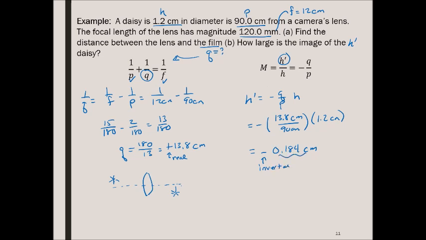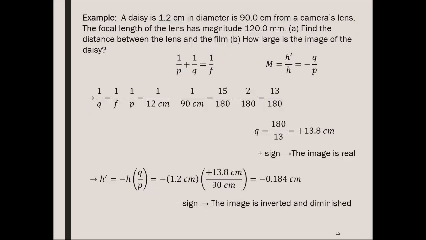And the number, since our final height is less than the original, so we probably could have guessed that the magnification is less than 1, this means that my image is diminished, which is a good thing for a camera, that we could take a picture of something big and shrink it down to fit on the film. There's all those numbers again.